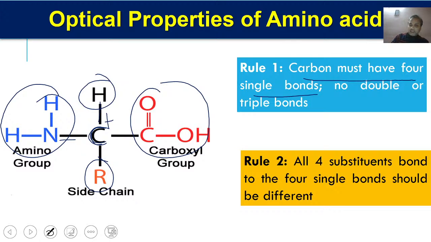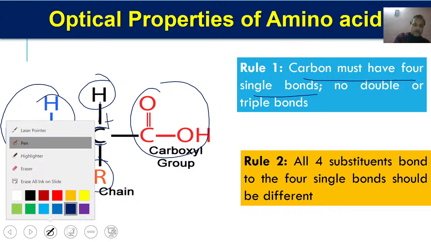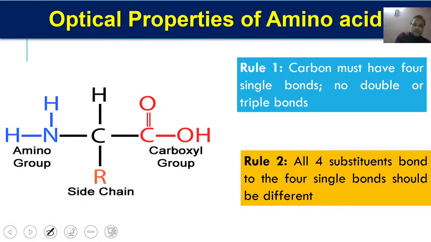So in this case, if you will see in this compound, we are having this carbon and we are having this carbon. So first talk about this central carbon. The central carbon is having single bonds only. This is single bond, this is single bond, this is single bond, and this is single bond. So this central carbon is going to follow my first rule.